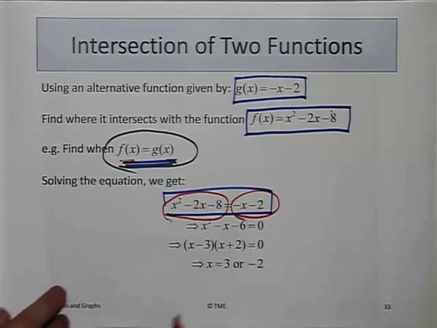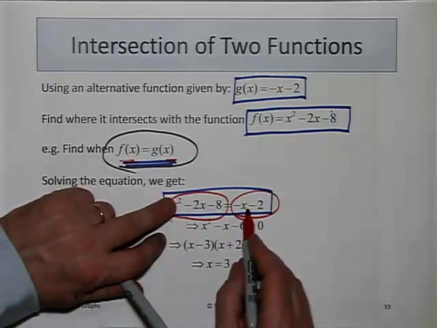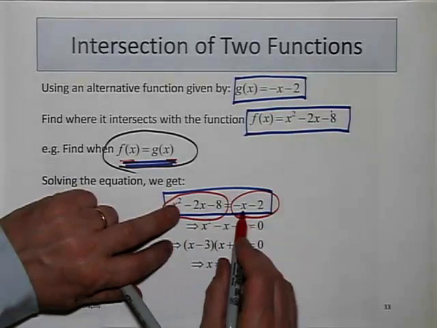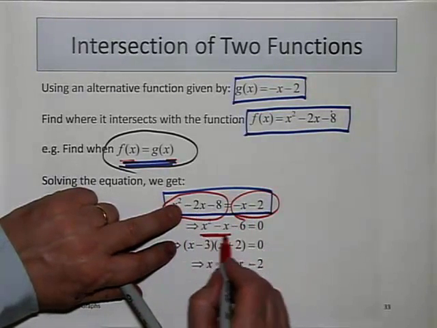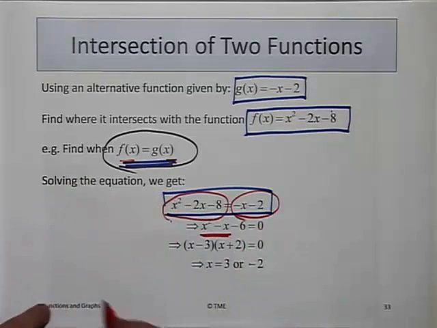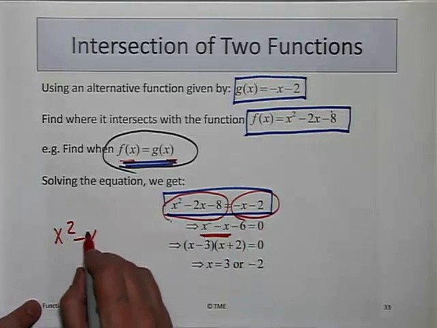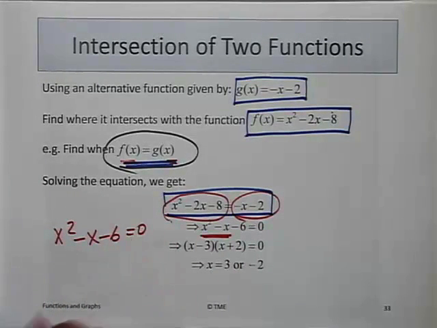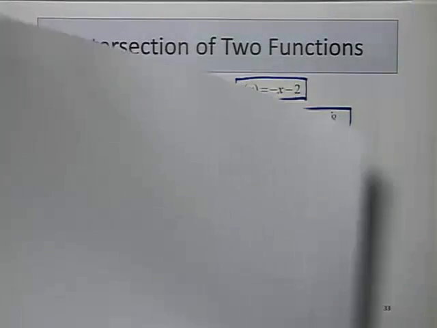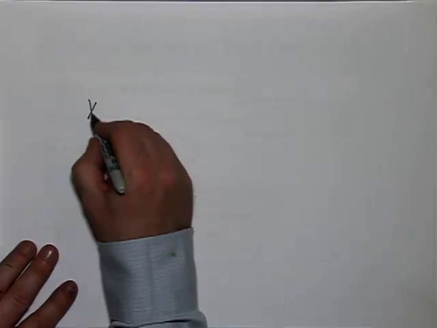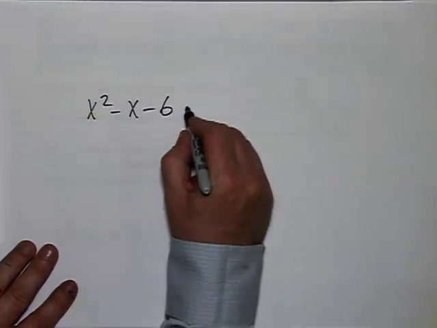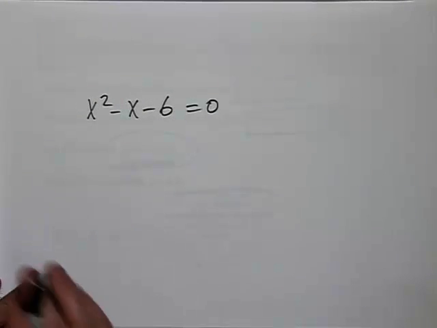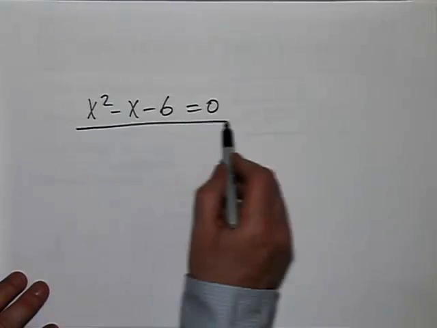We can join the bits over. The x squared stays. The minus x comes over. It becomes plus, it becomes minus x. And the minus 2 comes over. x squared minus x minus 6 is naught. So x squared minus x minus 6 is naught is what we're left with. Can we solve that?